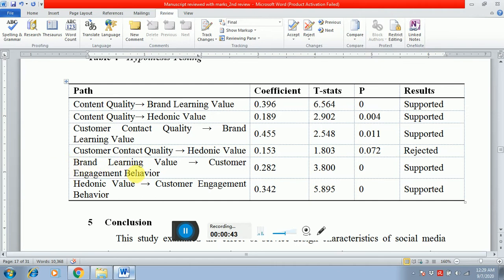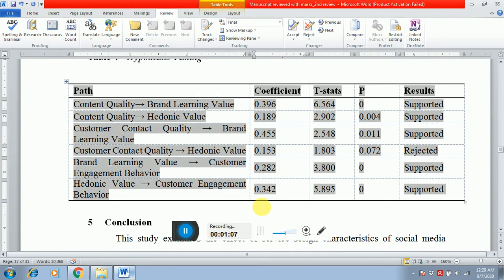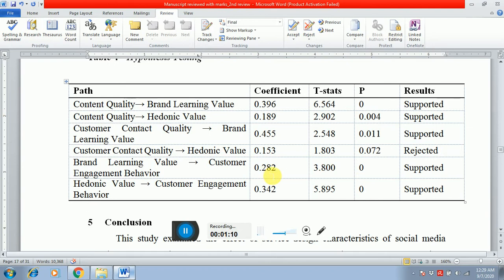Similarly, you can see that brand learning value has a significant impact on customer engagement behavior, and hedonic value has a significant impact on customer engagement behavior. By seeing the values, you can see that hedonic value is highly impacting customer engagement behavior because the coefficient value is 0.342 and here the coefficient value is 0.282. So this value is greater than 0.282. Therefore, hedonic value is highly impacting customer engagement behavior.